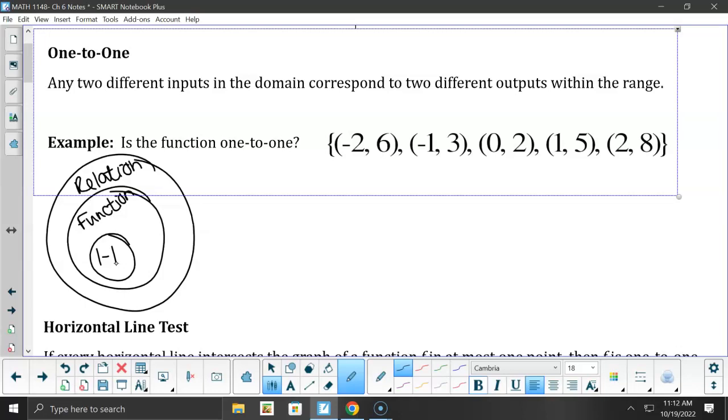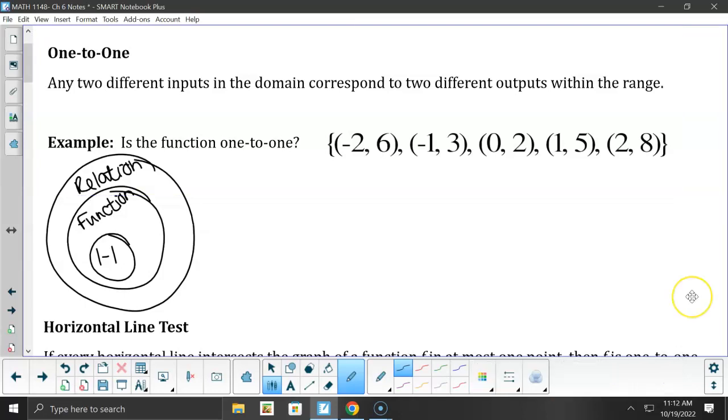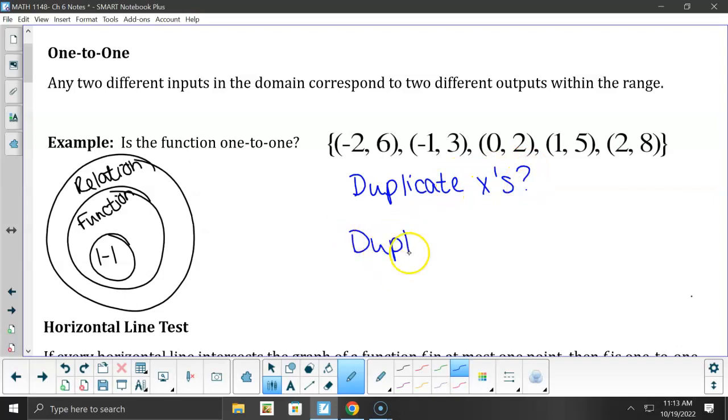Okay? So looking at this example that I've got right here, is this function, the set of data points, a one-to-one function? I've got some people nodding yes. So you always start by checking your x's, and we're looking for duplicates. So duplicate x's, duplicate y's.